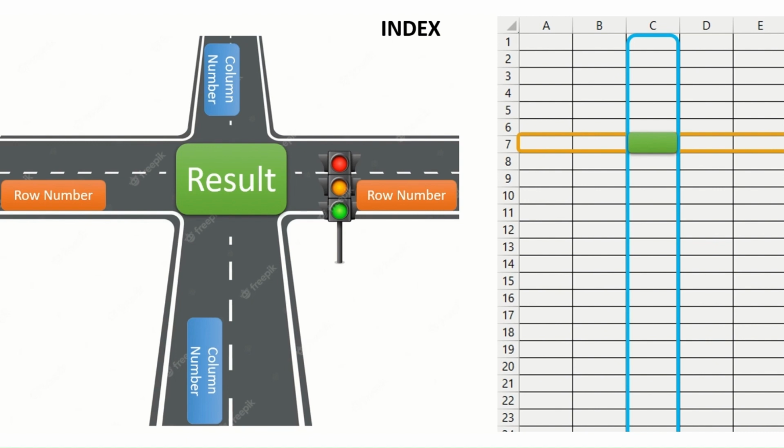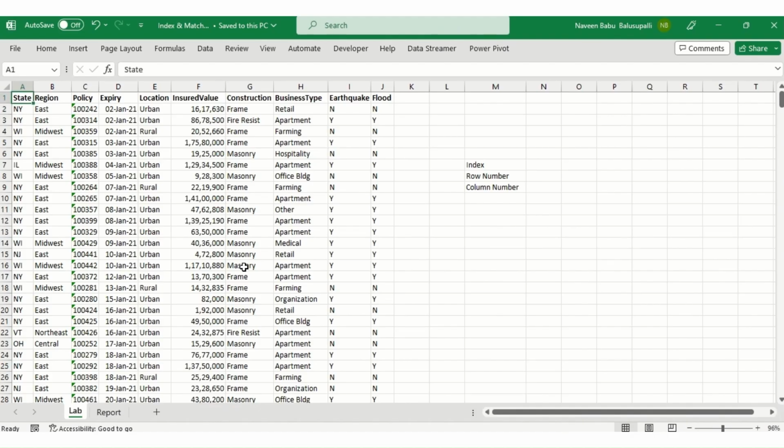Let us jump into Excel to perform the INDEX function. In this worksheet, I have a data set. This data is purely related to insurance policies. Using this data set, I am going to perform the INDEX function. Before I start, I'll give row number as 1 and column number as 1.